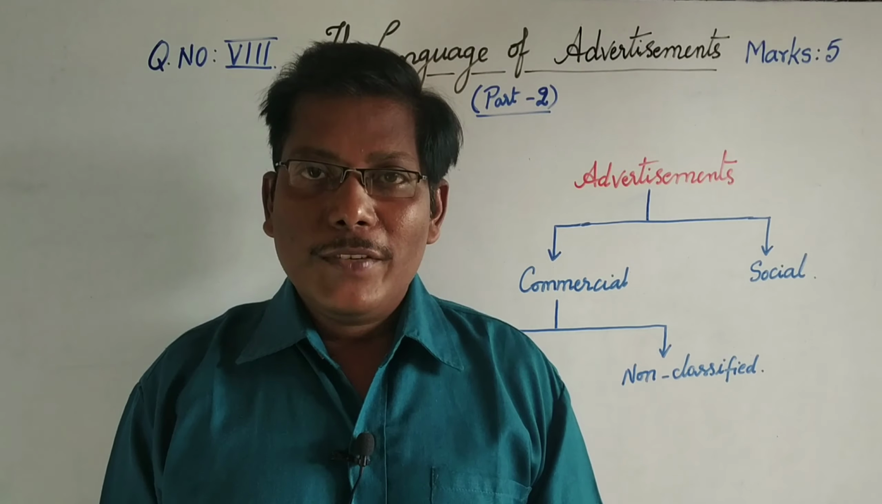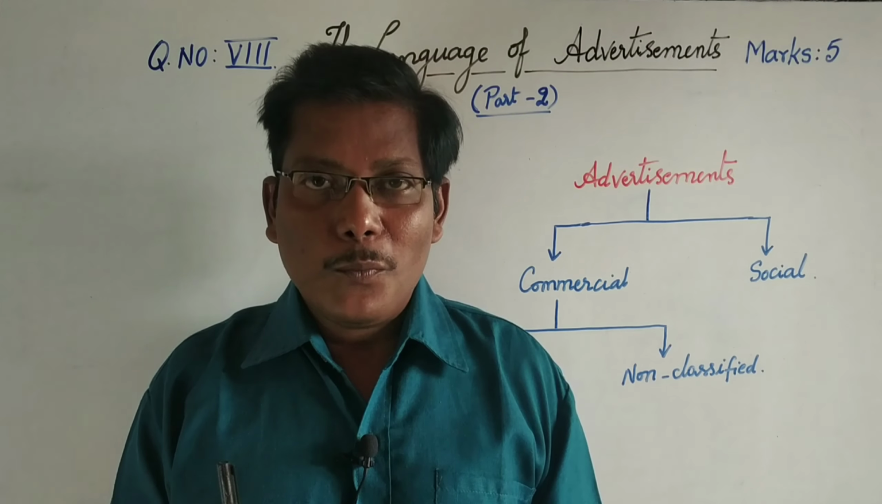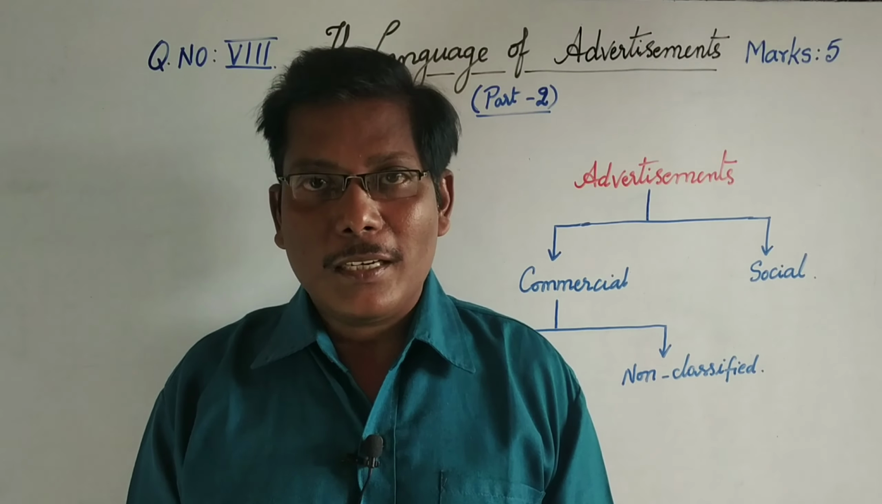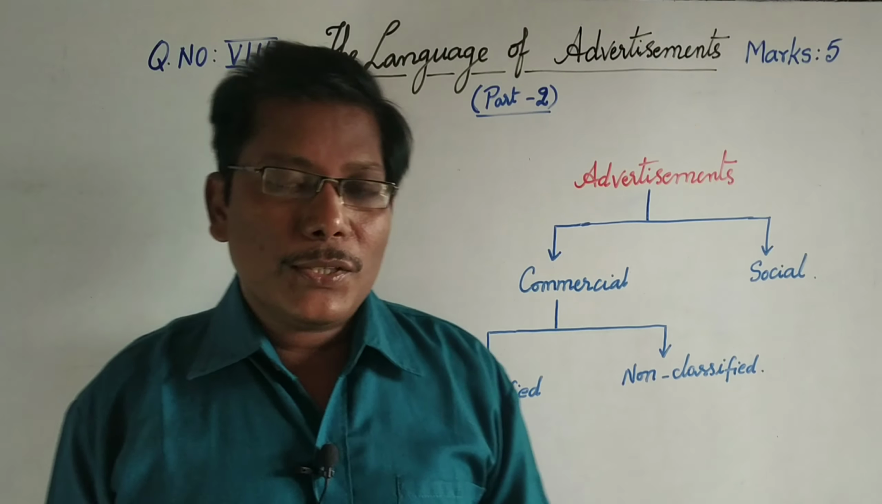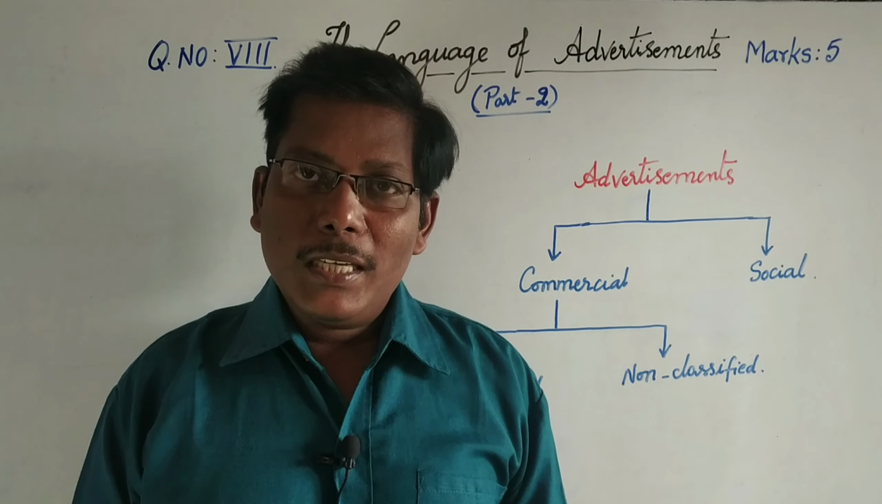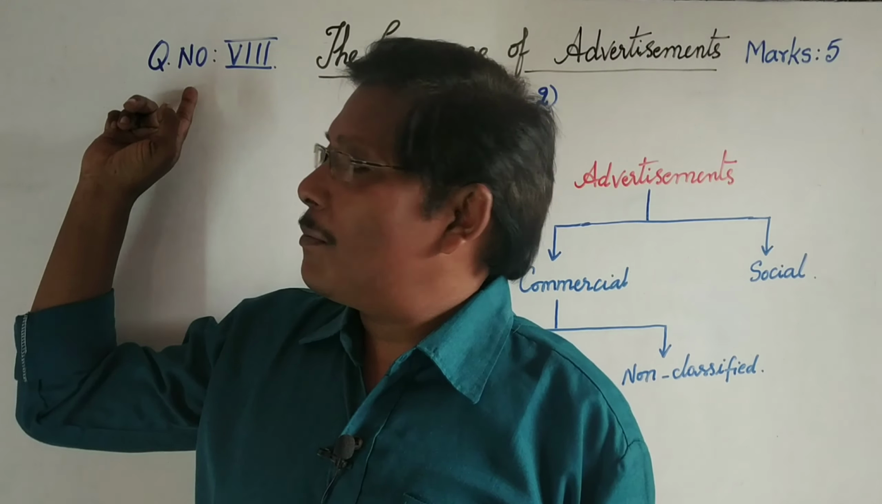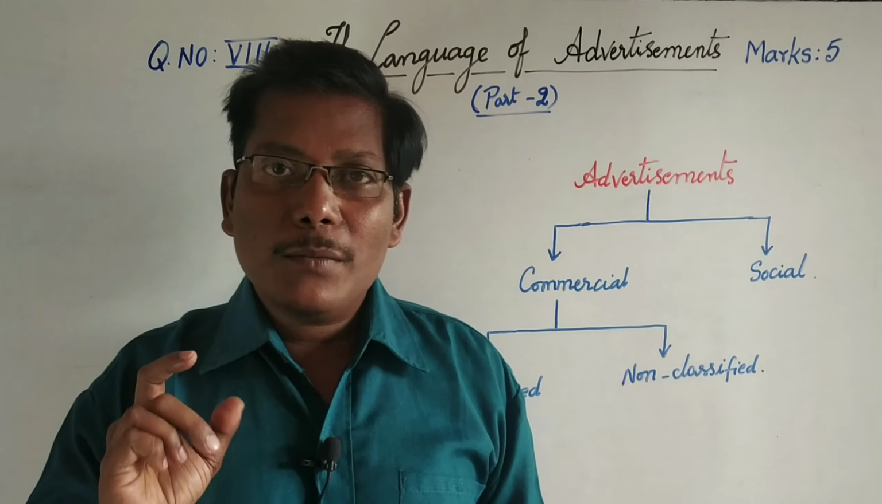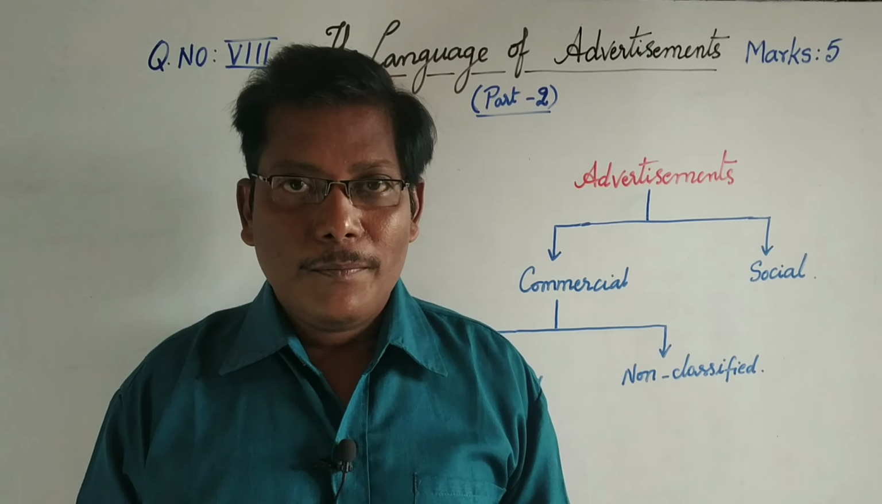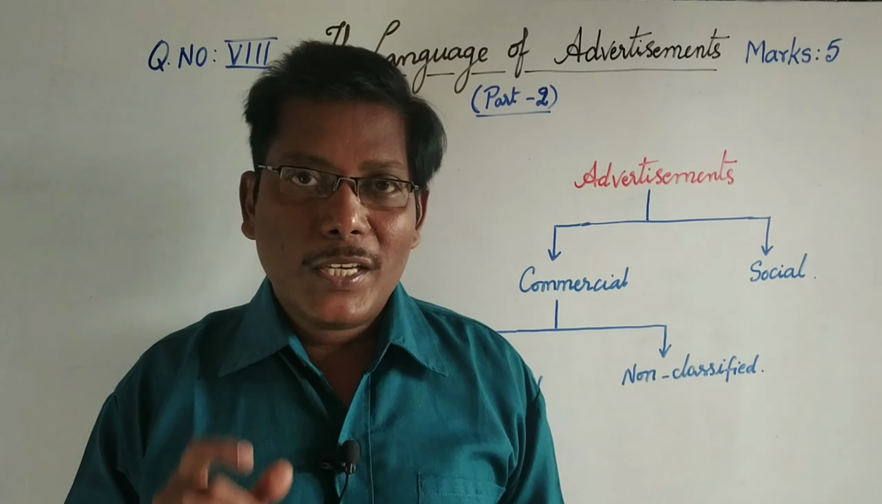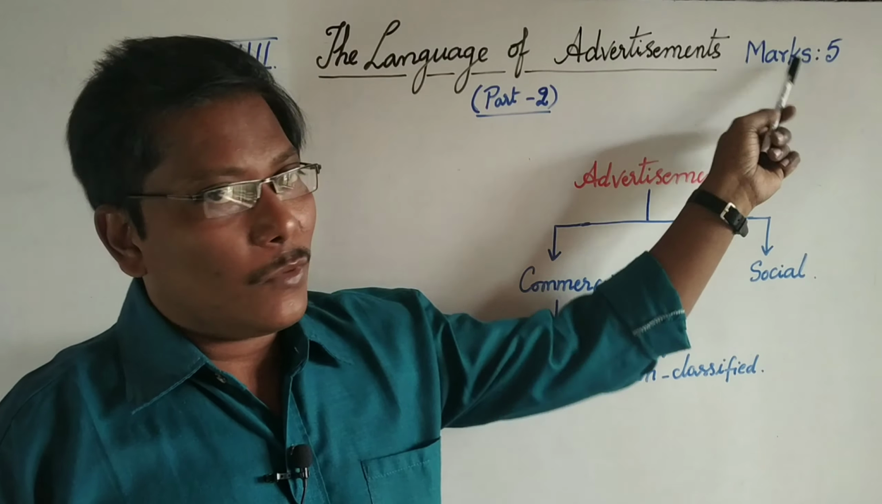And in the previous video, we started one important topic for intermediate second year grammar, the language of advertisements. In our public examination, in question number 8, one advertisement is given and below that advertisement there will be 5 questions. You have to answer those 5 questions so that you will get 5 marks.